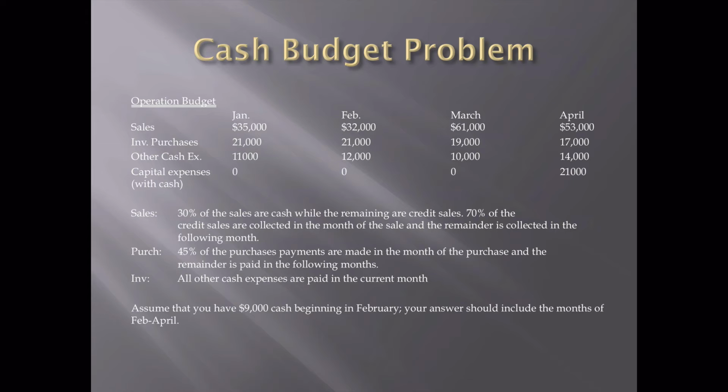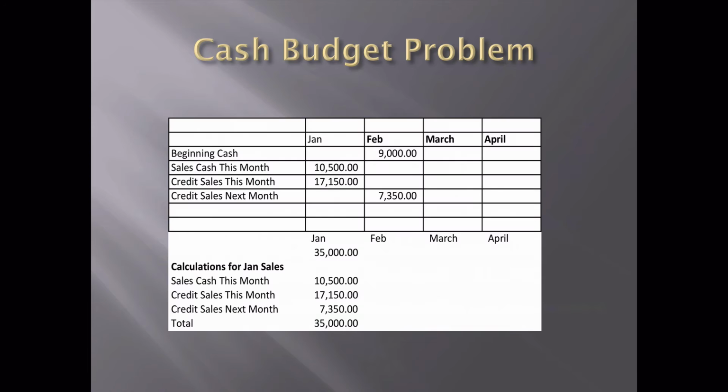What I've done is I've done it step by step on multiple slides so that you can understand the process. The first thing I have is January in here. Remember that you're going to have sales of $35,000 in January, and 30% of them we get this month in cash. So that's the sales in cash this month. If we take $35,000 and multiply it by 0.3, we get $10,500.